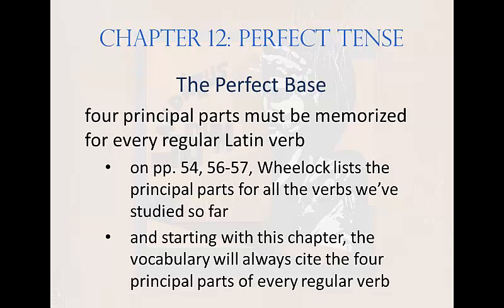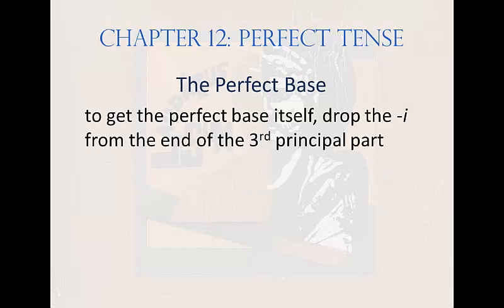Let's return now to the perfect base and how to form a perfect tense verb. To get the perfect base of any verb, that is, the base that will be used to form any verb in the perfect active system, drop the I from the end of the third principal part of the verb. So, for example, amo, amare, amavi, dropping the I from the end of amavi produces the perfect base, amav, A-M-A-V.